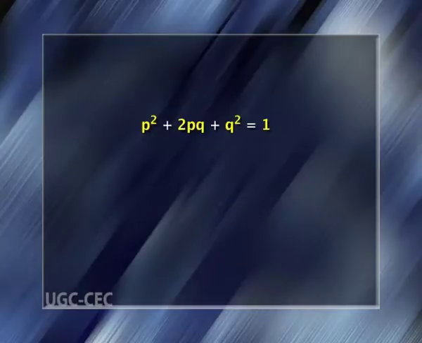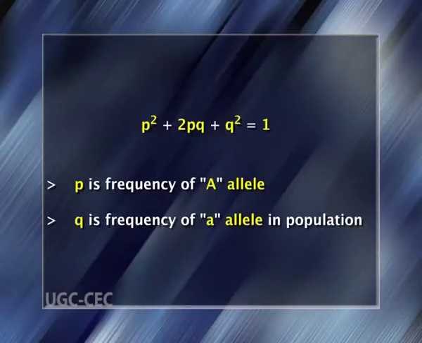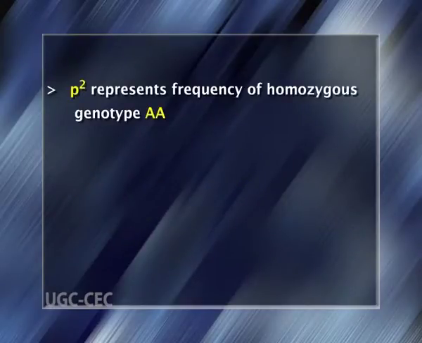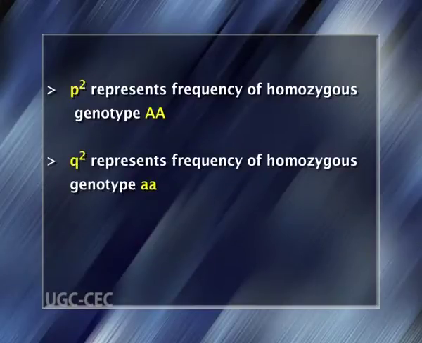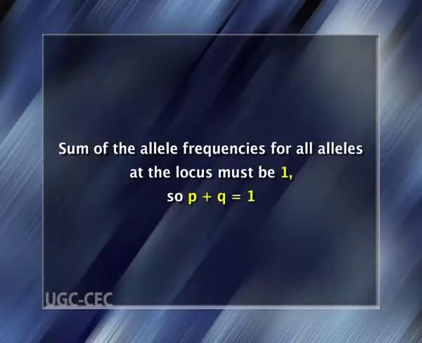The Hardy-Weinberg equation is expressed as p² + 2pq + q² = 1, where p is the frequency of the dominant allele A and q is the frequency of the recessive allele a in the population. In the equation, p² represents the frequency of the homozygous dominant genotype AA, q² represents the frequency of the homozygous recessive genotype aa, and 2pq represents the frequency of the heterozygous genotype, dominant A and recessive a. In addition, the sum of the allele frequencies for all the alleles of the locus must be 1. So p + q = 1.